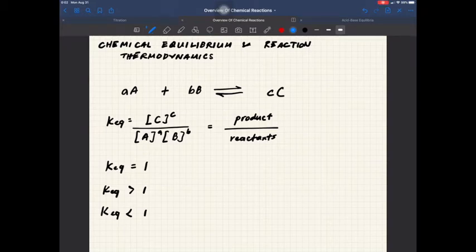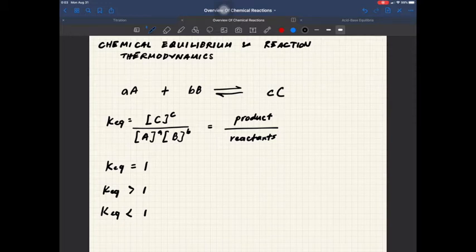Good evening, class. Tonight I would like to talk about chemical equilibrium and chemical thermodynamics. Suppose a hypothetical reaction: a moles of compound A plus b moles of compound B will produce c moles of compound C, and this reaction is in equilibrium. Therefore, you have two arrows, the forward arrow and the reverse arrow.